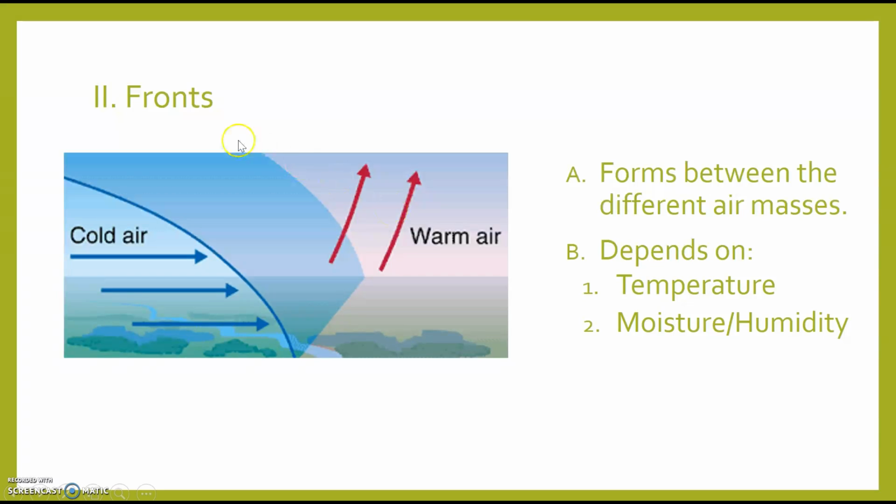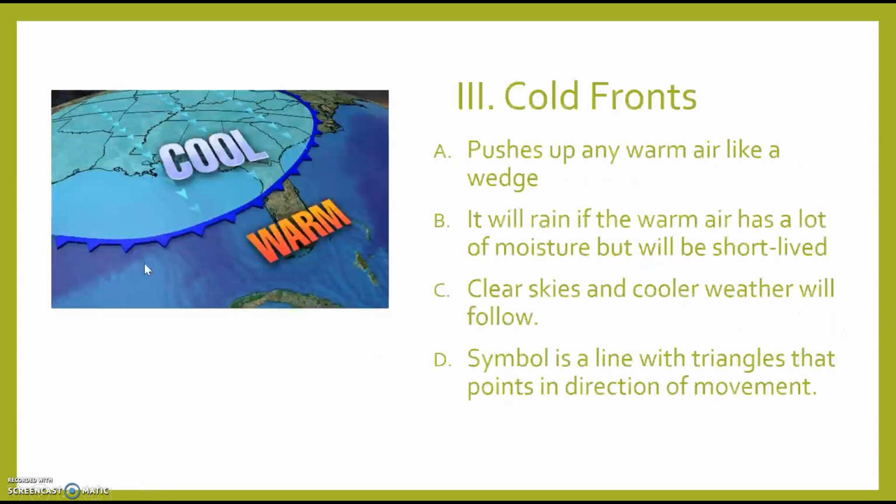Fronts. So we're going to review fronts. You have cold fronts and warm fronts. So fronts form between different air masses. That's when you have one side cold and the other warm. Warm could be here, cold could be here. This is just an example. There are 2 things it's going to depend on: temperature and the moisture and humidity. So that will dictate what kind of front you have. The warmer your temperature, the more moisture is in the air. The colder the temperature, the less moisture in the air.